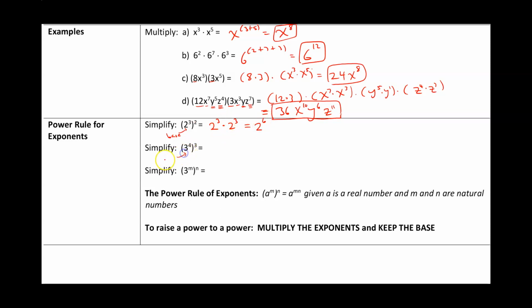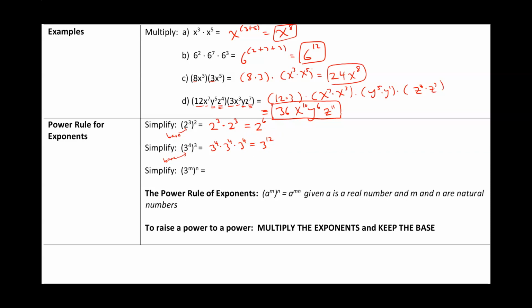Same thing here. We have our base, which is 3 to the 4th, and that base gets multiplied by itself 3 times. So we have 3 to the 4th times 3 to the 4th times 3 to the 4th. So we keep the same base and we add the powers. So 4 plus 4 plus 4 is 12, and that'll be 3 to the 12th.